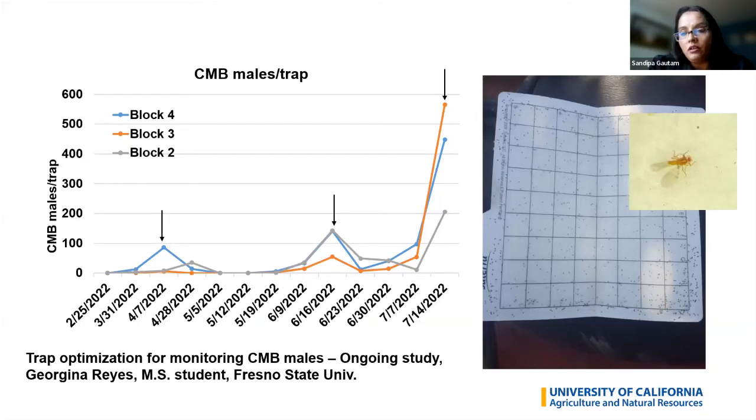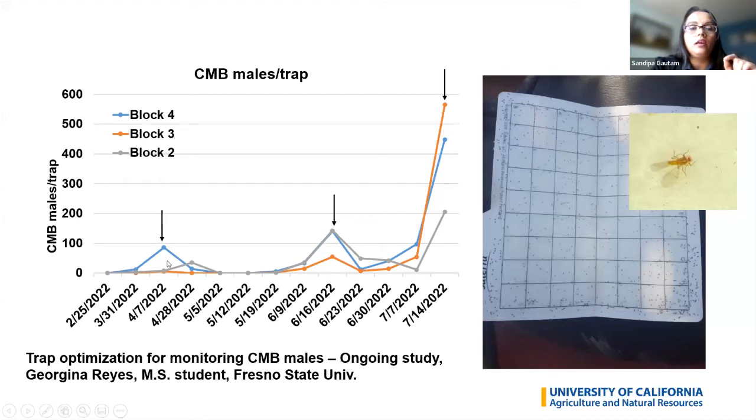This is a photo of the trap card on the right. What you see, all these little dots over there, are mealybug males. These are small insects with two wings, an identifying character. Their wings have minimal venation, and they have two filaments coming from their last abdominal segment. So after counting all these trap cards for this particular block, what you're looking at here is citrus mealybug males caught per trap during different weeks from February 25 through July 14.